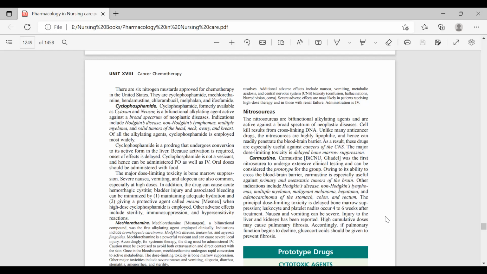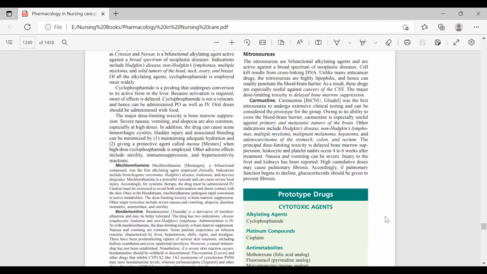Alkylating agent means it can cause the alkylation of DNA, that is the addition of an alkyl group during the synthesis of DNA at any time. And due to this, it is phase non-specific, so it is active against a broad spectrum of neoplastic diseases. Indications include Hodgkin's disease, non-Hodgkin's lymphoma, multiple myeloma, and solid tumors of the head, neck, ovary, and breast. Of all the alkylating agents, cyclophosphamide is employed most widely.